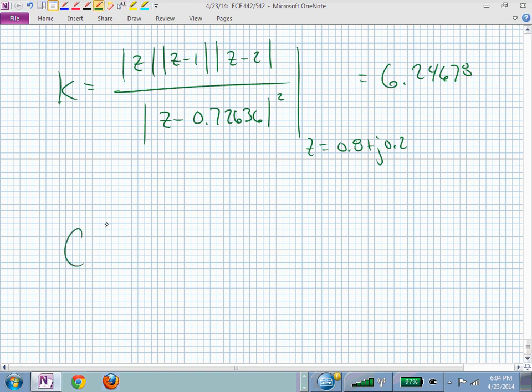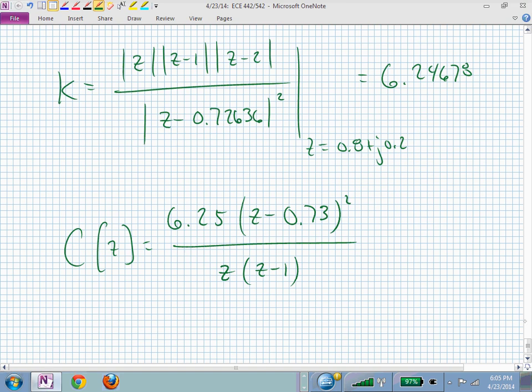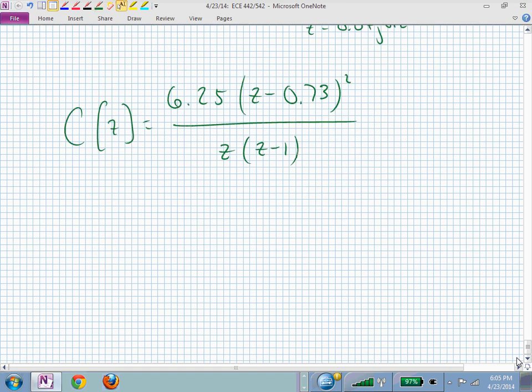So our controller, C of z, is equal to 6.25, z minus 0.73 squared over z minus 1. We probably want to keep more significant digits when we're doing this, but I'm getting tired of writing. But that's in the ballpark.